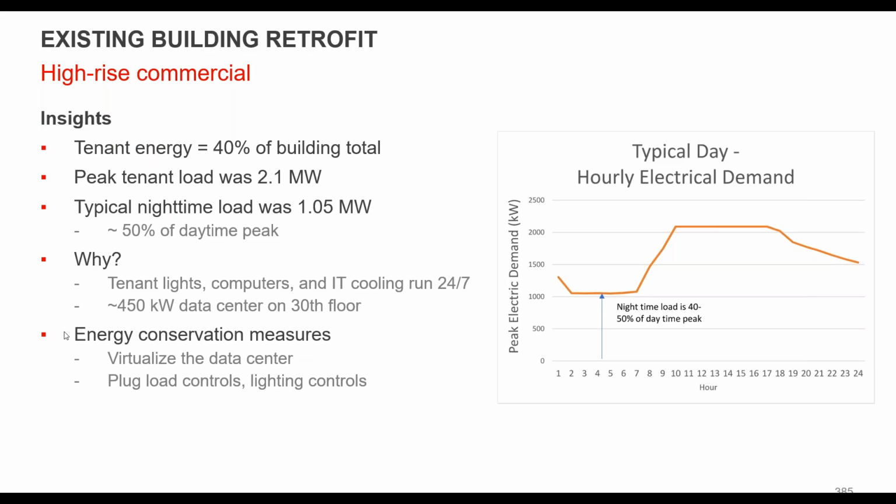But it also helped identify a couple of conservation measures of things to do. One was virtualizing their data center. It's not super efficient to have your own data center inside of a building like this. So they ended up putting it into a larger data center system elsewhere and virtualizing that. And then also looking at controls for all this nighttime equipment, everything that was running at night, right? So that became part of the overall package of the future improvement.